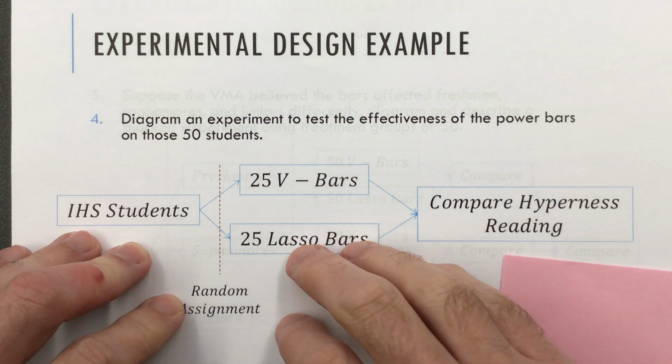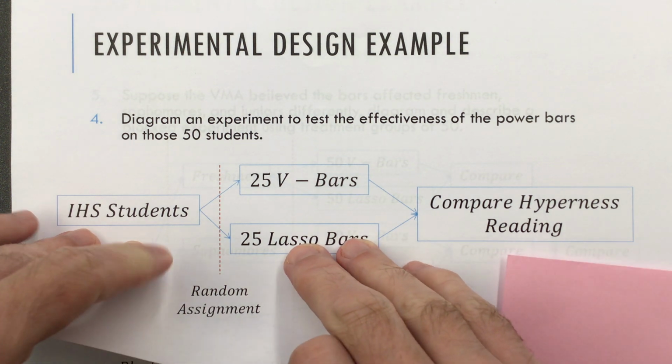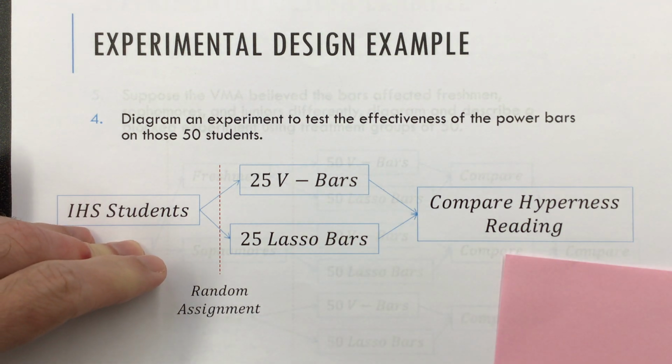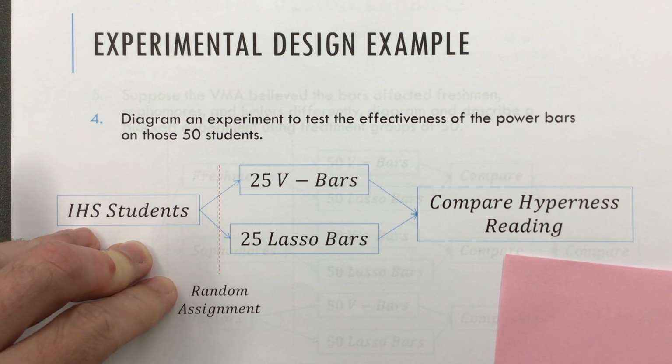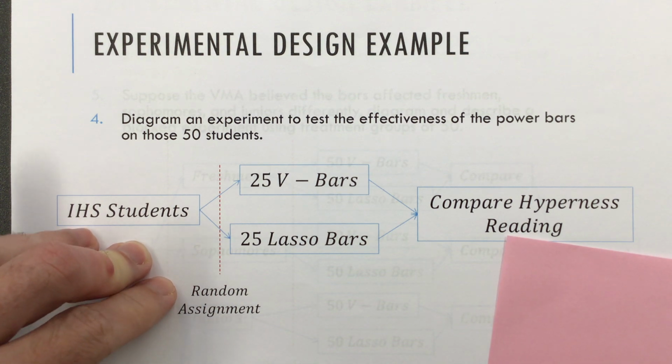We could use before and after readings on our hyperness gauge, but then we don't know if it's the placebo effect, right? It could be that it's just the placebo effect. Hey, here's an energy bar, eat it, and so people are feeling more energetic, even though it's just in their brain.